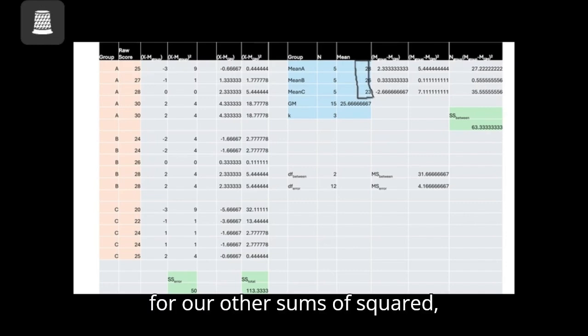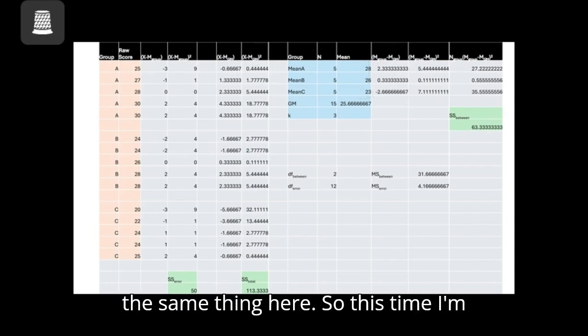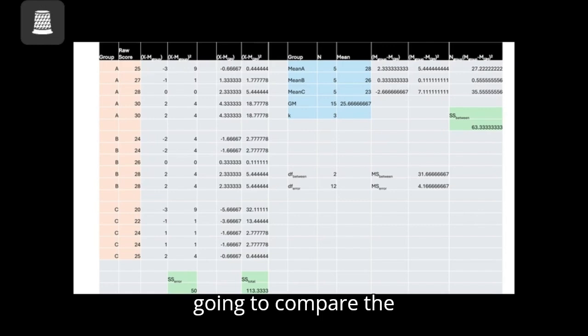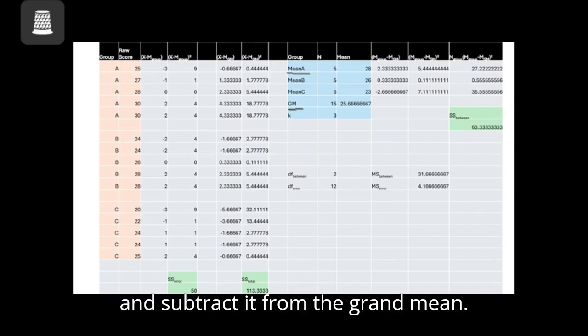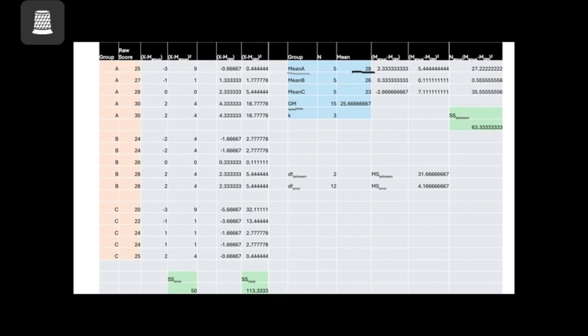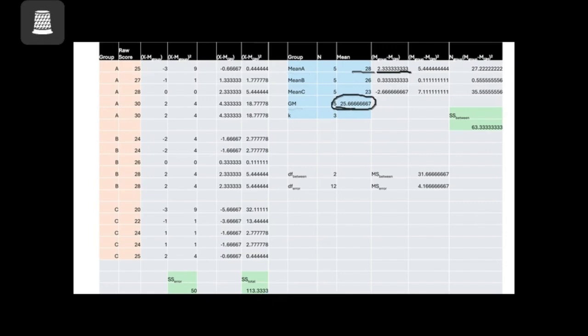For our other sums of squares, I calculated the deviation, I squared it, I added it up. And we're going to do the same thing here. So this time I'm going to compare the means versus the grand mean. So it's basically the same thing, but now I'm going to take the mean for group A and subtract it from the grand mean. So I get a deviation score for the mean of 2.33333.